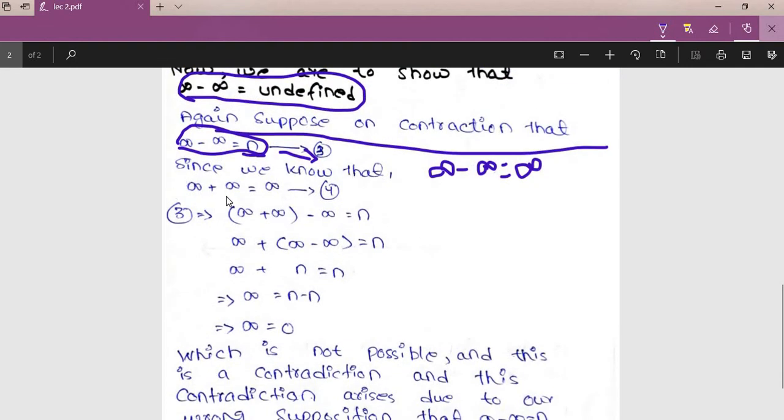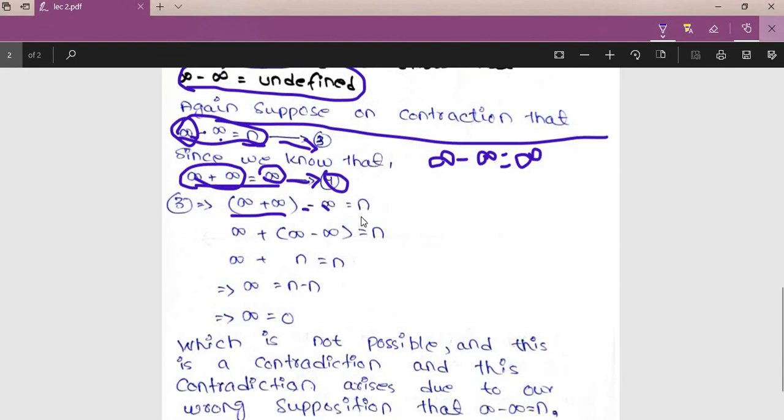Since we know that infinity plus infinity is equal to infinity, it is a straightforward equation. So suppose this is equation number 4. Then substituting equation number 4 in 3, we get that instead of this infinity you can write infinity plus infinity, because infinity plus infinity is equal to infinity. So we can write infinity plus infinity minus infinity is equal to n.